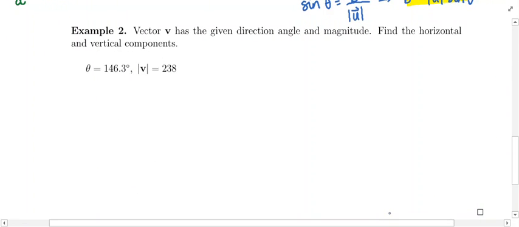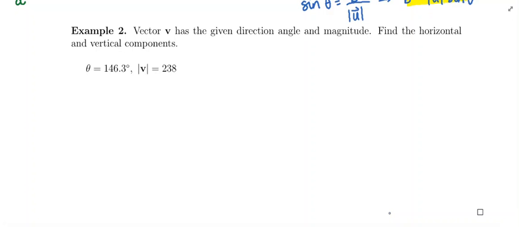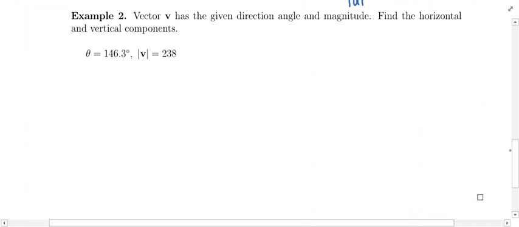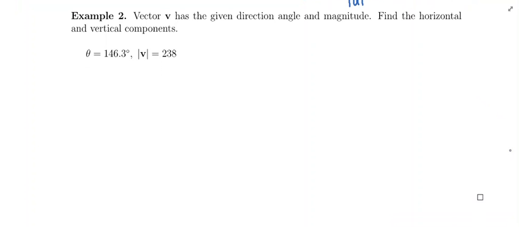Okay, so let's get some practice doing this, where we break our vector up into horizontal and vertical components. In example 2, it says vector v has the given direction angle and magnitude. Find its horizontal and vertical components. So we are told that the direction angle is 146.3 degrees and the magnitude of the vector is 238. This vector has components, which means it's a position vector.